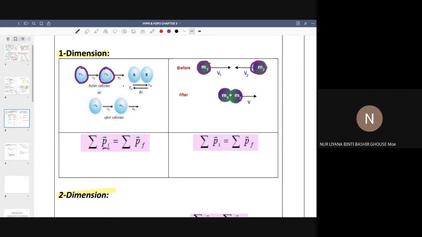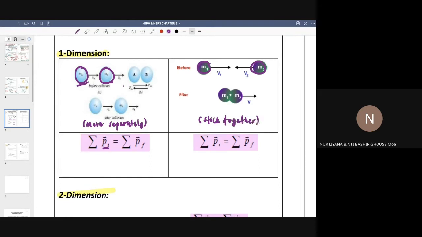So initial momentum, kita ada dua benda kat sini, mass A and mass B. Tapi Miss lagi selesa untuk represent it as mass 1 and mass 2. So tak kisahlah dia namakan dia AB ke CD ke whatever the name is, kita boleh still guna. Okay, so this one is when it move separately, and this one when it sticks together. So ni adalah dua cases untuk one dimension.